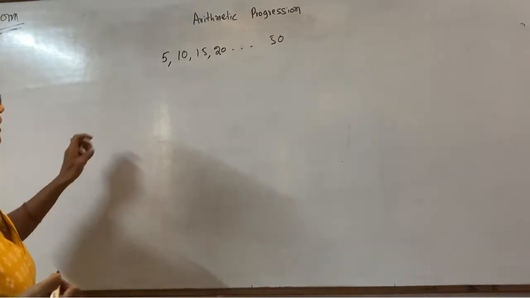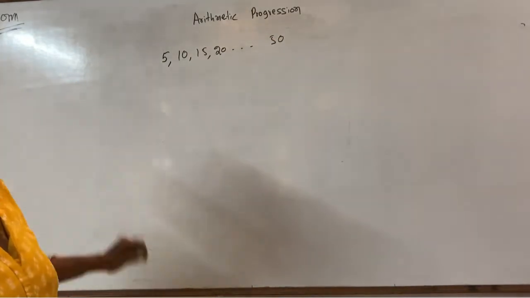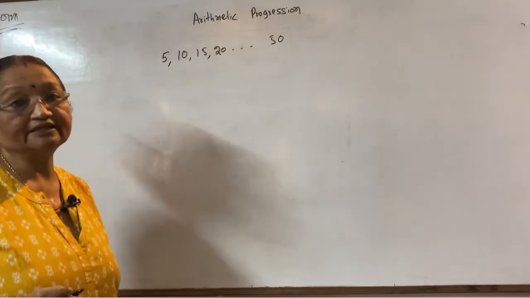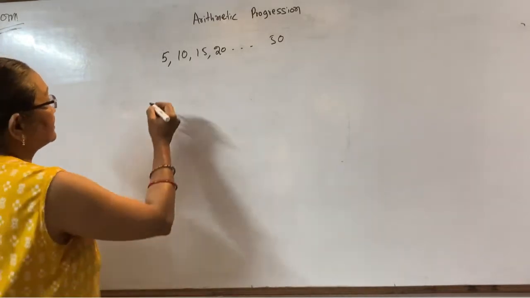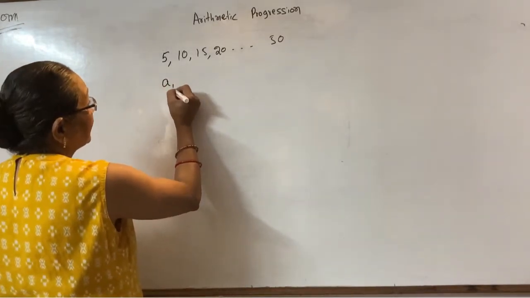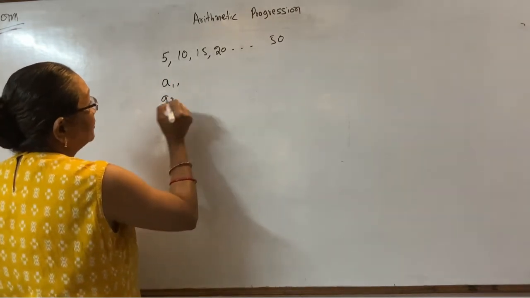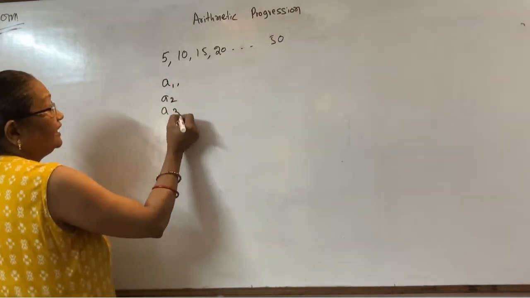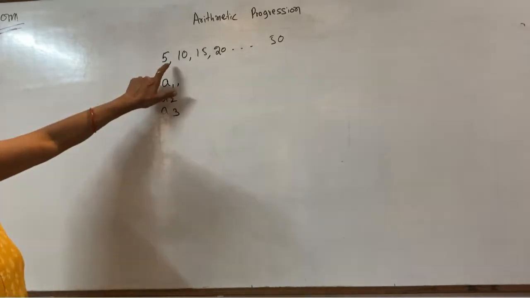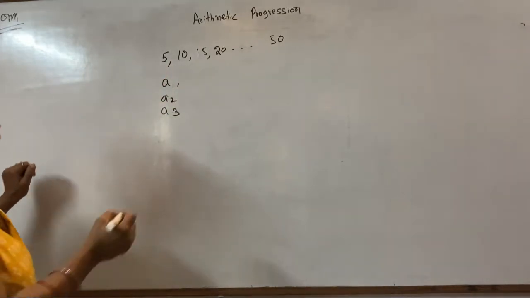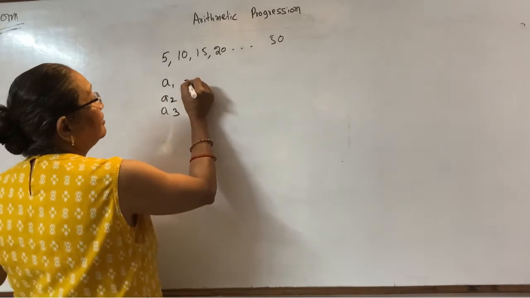So now these, the first one we will say is A1, which means first term. What do we call the first term? A1. Then the second term is what? A2. The third term is what? A3. So what is our first term? 5. So just write the 5.